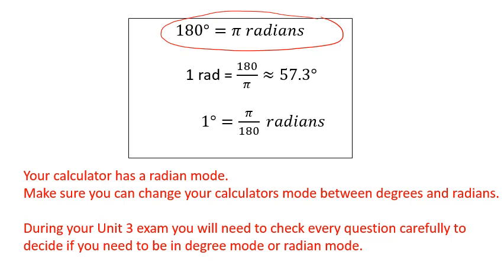So on the ClassWiz calculator, if you press Shift and then Menu, you'll see that number 2 is the angle unit. And if you click number 2, the angle unit, you get 3 different options. Number 1 is degrees, number 2 is radian, and number 3 is gradian. We're going to ignore number 3. We're just going to focus on 1 and 2, which are the degree and the radian. So you need to make sure that on your calculator, you know how to change between degree and radian mode, because you're going to have to do that frequently throughout your exam.